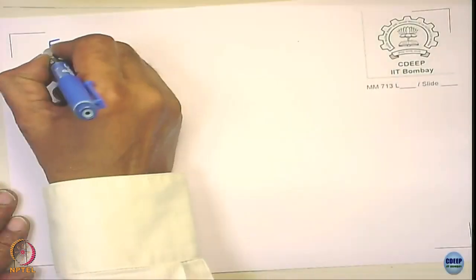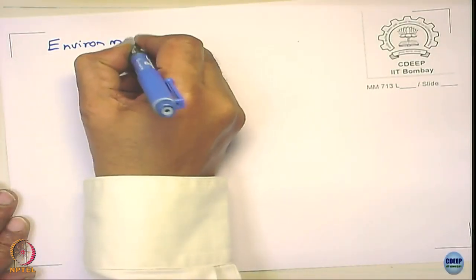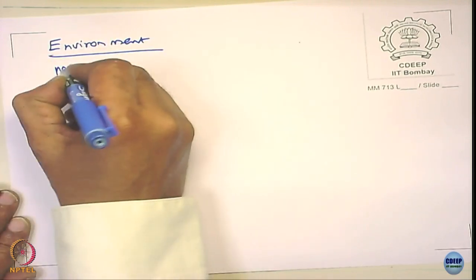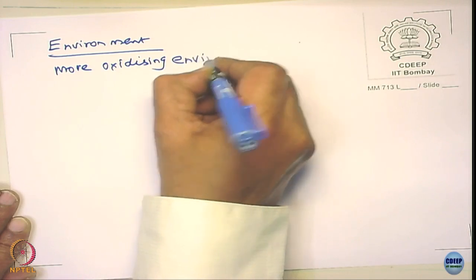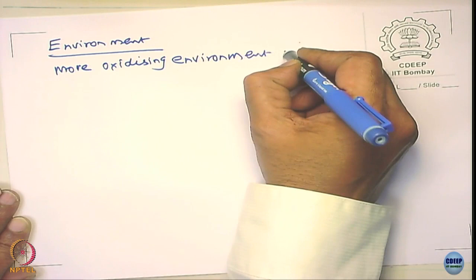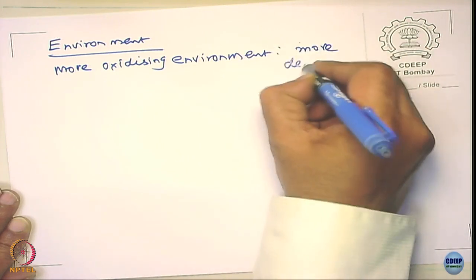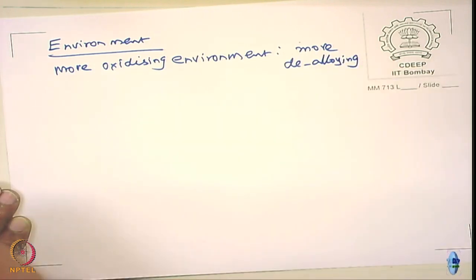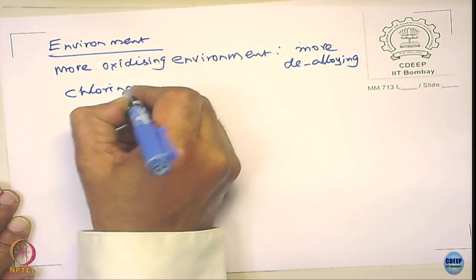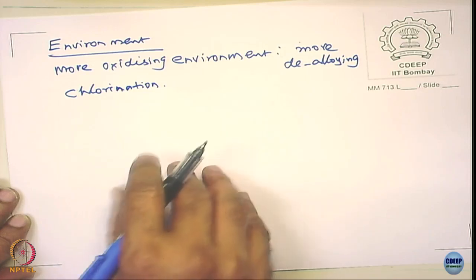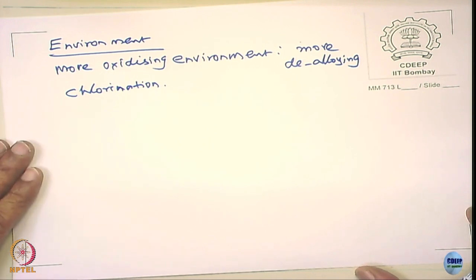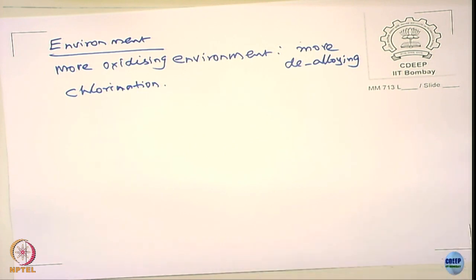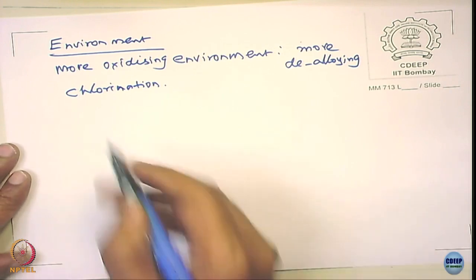Now, in addition to this, it also depends upon the environment. The more oxidizing, the more corrosive the environment, the more the dealloying. An example is chlorination. People do chlorination in cooling water systems, and chlorine is an oxidizer, and so more dealloying occurs. Let me look at something slightly more related to alloy chemistry towards dealloying. Okay.